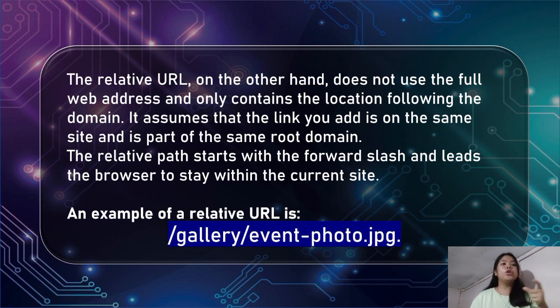So if you want to link a picture of a school event that's saved in the same folder as your events page, you can use the relative URL event-photo.jpg. If that file is in a folder called gallery, you would link to it using /gallery/event-photo.jpg. This way, anyone clicking the link will easily find the photo without needing the full address each time. Relative URLs are useful for internal links because they make your code cleaner and easier to manage.